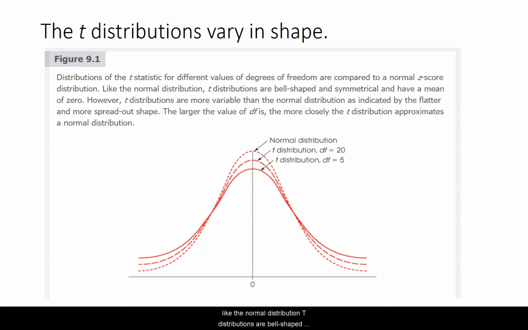Like the normal distribution, t distributions are bell-shaped and symmetrical and have a mean of 0. However, the t distributions are more variable than the normal distribution, as indicated by the flatter and more spread out shape, which they call platykurtic, incidentally. The larger the value of degrees of freedom are, or sample size, they go hand in hand, the more closely the t distribution approximates a normal distribution.